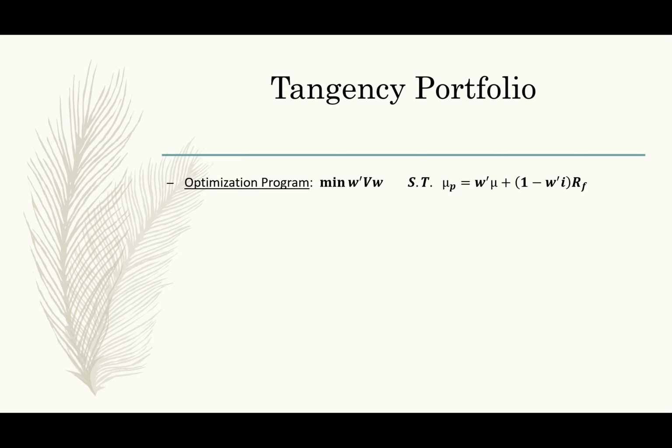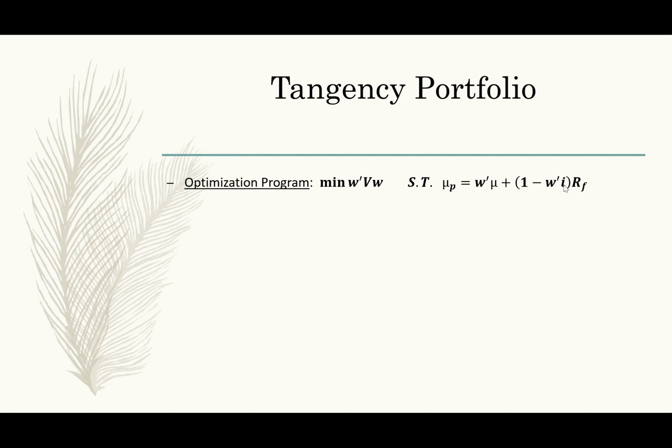So the tangency portfolio is exactly what the name implies. It's the portfolio that lies between the tangency of the efficient frontier and the capital allocation line. It's also the portfolio with the highest possible Sharpe ratio. So we're again minimizing the variance of the portfolio, but now our constraint is that the desired return on the portfolio is achieved by the expected return of W star in the risky assets plus 1 minus W star in the T-bill. You can also note that the full investment constraint is built into this expression.